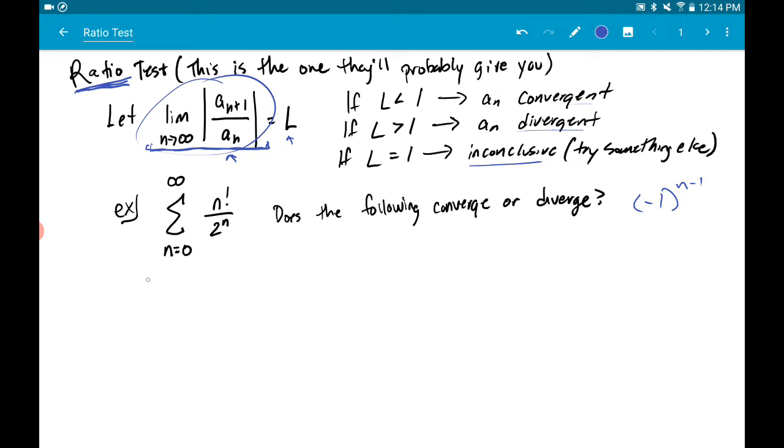So here's how it works. We're going to first set up a limit as n approaches infinity of the ratio. And the top here is supposed to be the n plus 1th term. So what does that mean? Well, it means wherever there's an n, I'm going to put in an n plus 1. And on the bottom, it's just a to the nth, and that's just the nth term. That's always going to be just the actual notation for the series.